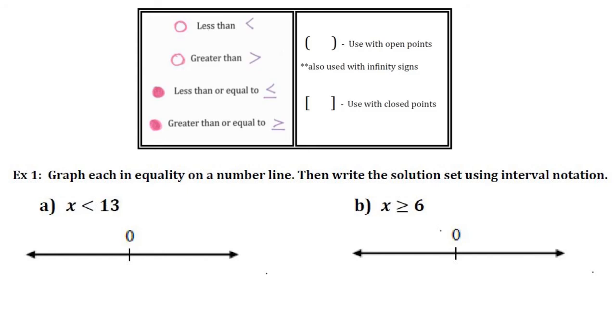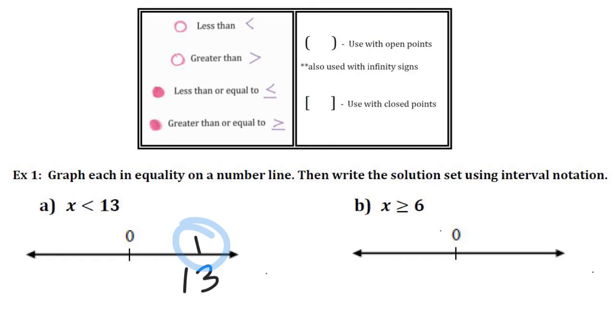So our next example, and if you're following along in class, this is actually example 1 on our worksheet. They want us to graph on the number line, then practice our interval notation. So let me take a look at example A. I'm going to read that as x is less than 13. So I'm going to go ahead and put 13 on my number line, out here to the right of 0. And then I am going to use an open circle at 13. I don't want to count the number 13.